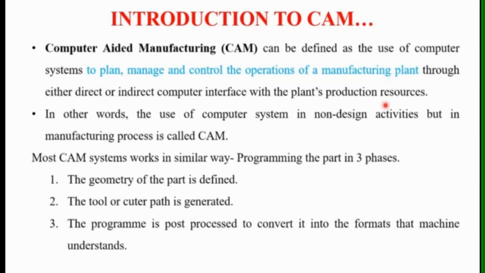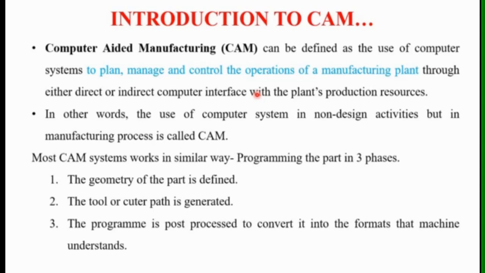Basically, computer-aided manufacturing can be defined as the use of computer systems to plan, manage, and control the operations of a manufacturing plant through either direct or indirect computer interface with the plant production resources. These computers are used for planning, controlling, and managing the various operations of manufacturing processes. In CAM, computer-based software tools assist the engineers and machinists in manufacturing or in prototyping product components.